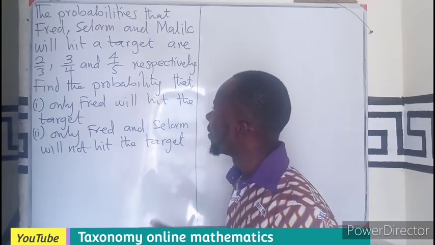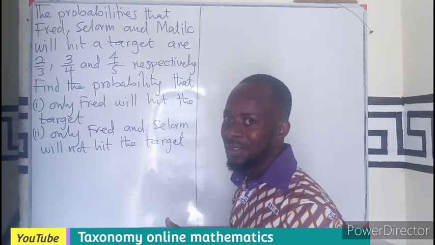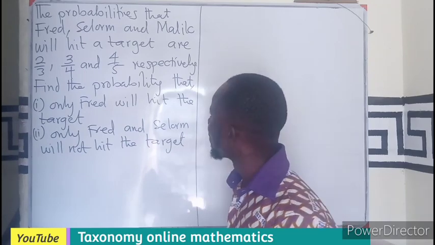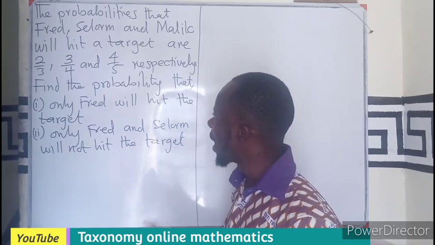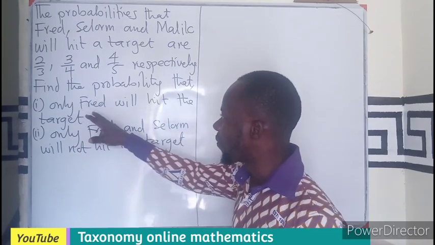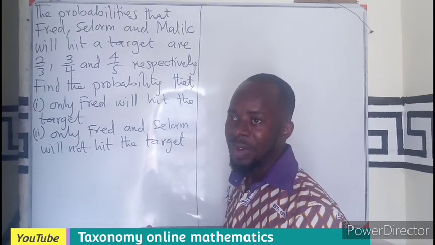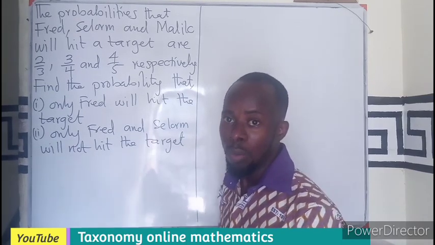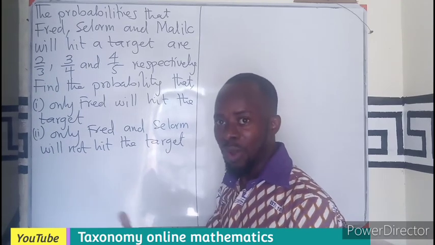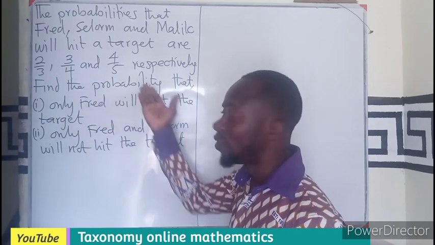So the probabilities that Fred, Salom, and Malik will hit a target, when we are doing games, are given to us respectively. Our task is to find the probability that only Fred will hit the target. It is a game of, let's say, a ball being shot into a goalpost. The three of us are in that game, and the probabilities are given already.